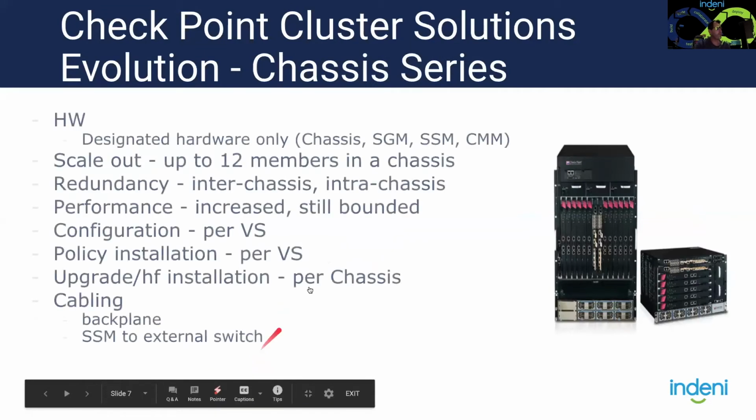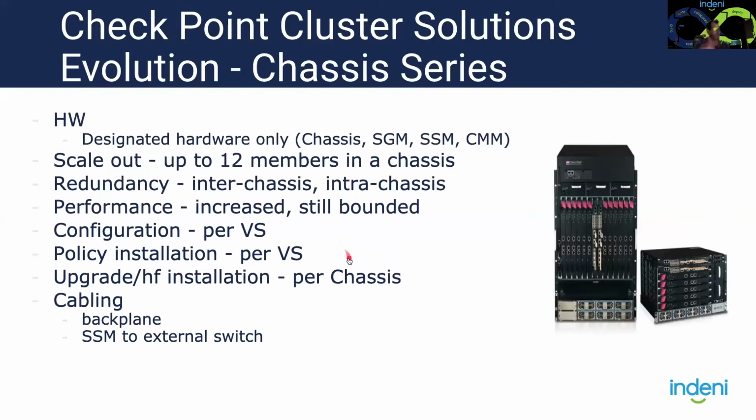When we are going to the chassis solution, the hardware is a designated hardware, unlike the cluster XL, which has all the variety of Check Point appliances and open servers. So there are a limited amount of network cards, the SSMs and the SGMs, which are the processing cards, and there are actually only 3 released along the years. And the chassis is also another box. So this is a special device with insane performance capabilities, but the hardware is a significant limitation.